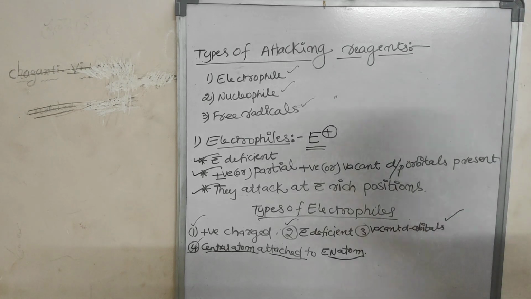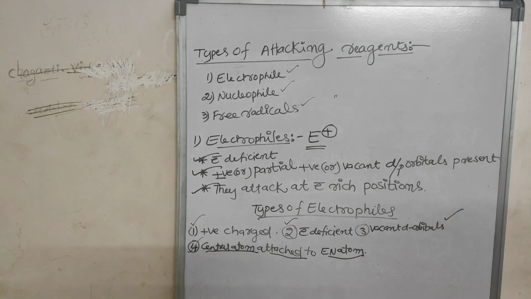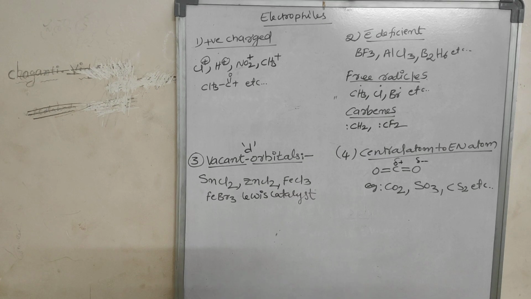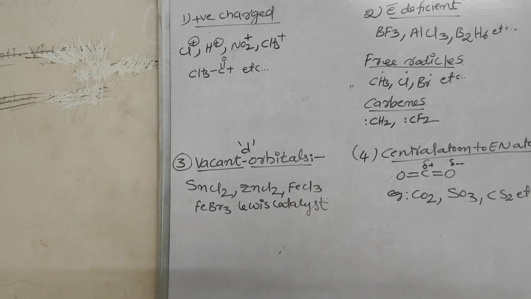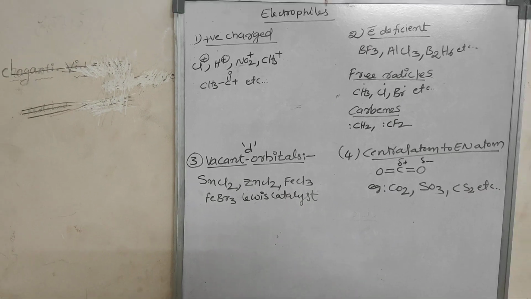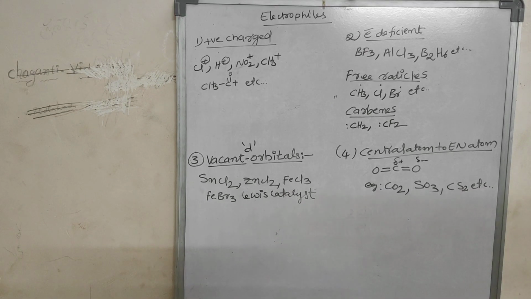Now, coming to the types of electrophiles, first we go for positive charge species. Friends, see here. The electrophile types are positive charge species and electron deficient compounds. Are you able to see that? I will zoom it, don't worry. Are you okay now? Okay, sorry, you can zoom it.